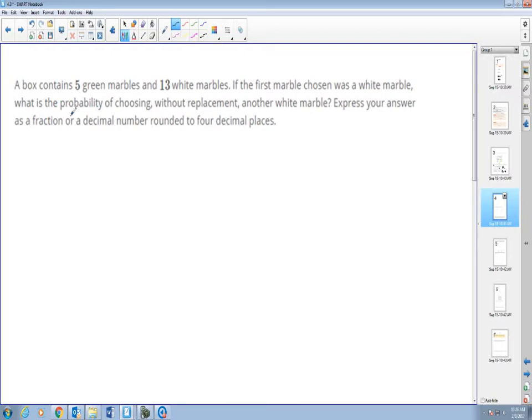This time I've got a box containing 5 green marbles and 13 white marbles. If the first marble chosen was a white marble, what is the probability of choosing, without replacement, another white marble? So I'm going to end up drawing 2 of them, and this time it's without replacement. My first marble chosen was a white marble. So that would be 13 ways to choose a white marble out of my total possible outcomes, 18.